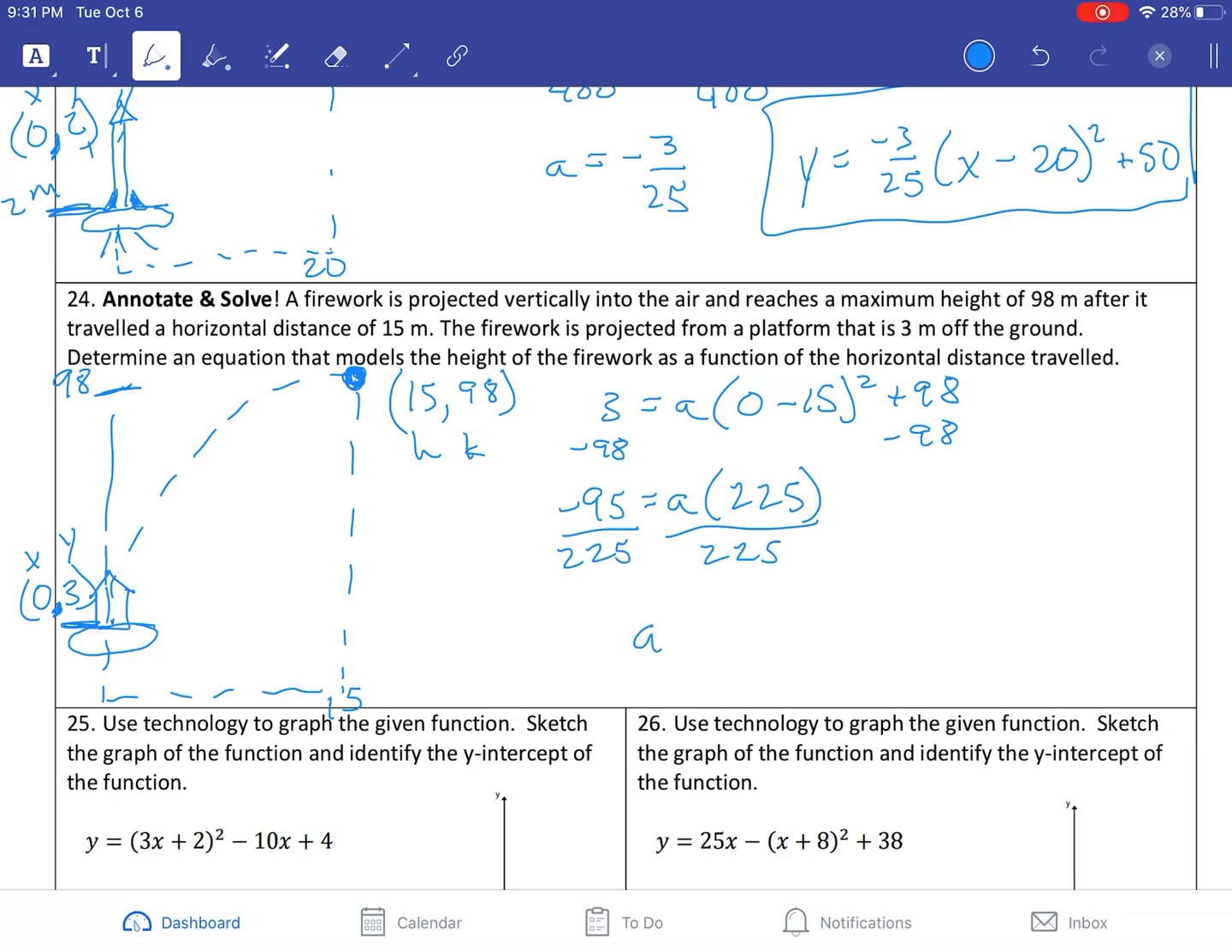All right, here again, we want to reduce our fraction if we can. Your calculator will do it. If you don't have a calculator, you have the Calculate 84 app on your iPad, or should have. You can use that as well. So negative 95 divided by 225, hit math, enter, enter. You get negative 19 over 45. And now we make our equation. Y is equal to negative 19 over 45 times x minus 15, quantity squared, plus 98.